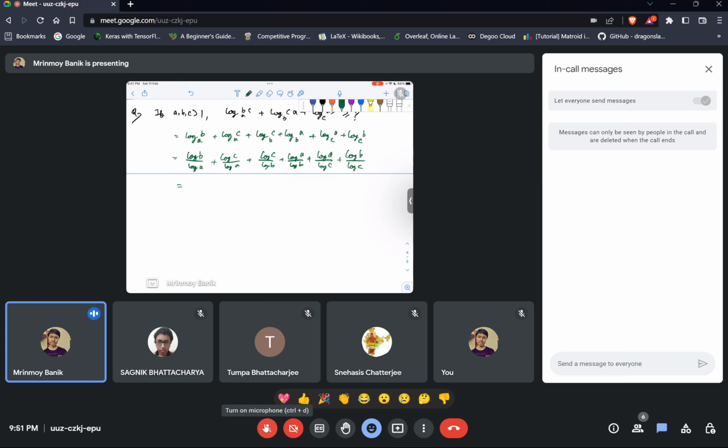Okay. So now we can take log a as capital A, log b as capital B, and log c as capital C. So it's B by A plus C by A plus C by B plus A by B plus A by C plus B by C. I should write them in order.